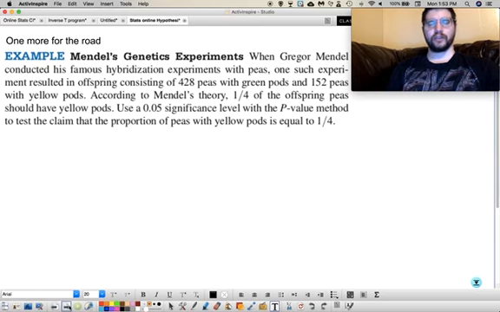Mendel. Let's do another example and then we'll be done. When Gregor Mendel conducted his famous hybridization experiments with peas, one such experiment resulted in offspring consisting of 428 peas with green pods and 152 peas with yellow pods. According to Mendel's theory, a fourth of the offspring of peas should have yellow pods. Use a 0.05 significance level with a p-value method.